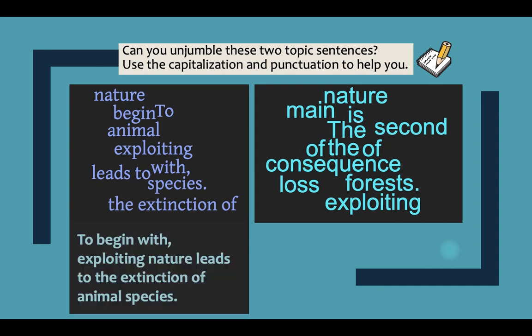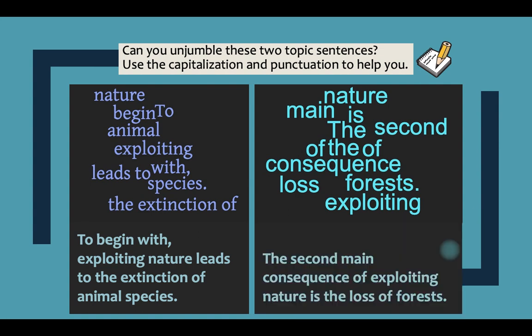The first one here, to begin with, exploiting nature leads to the extinction of animal species. And the second one. The second main consequence of exploiting nature is the loss of forests.